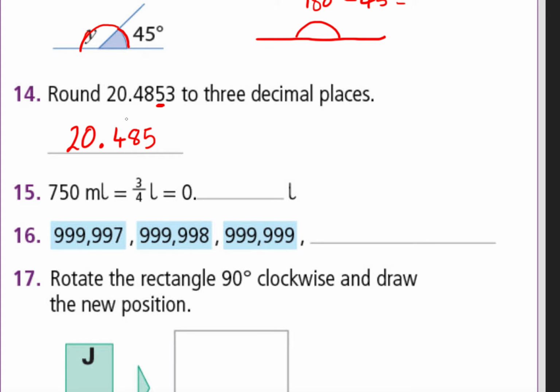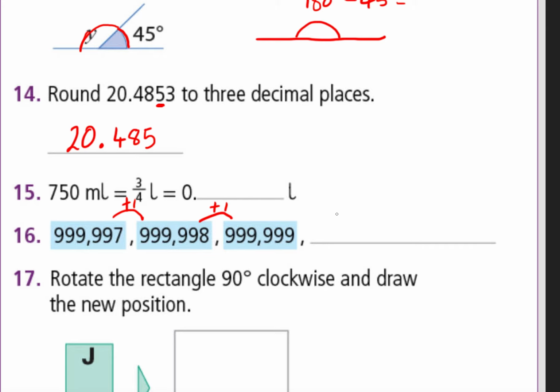Now, what is happening to each of these numbers here? 999,997, 999,998, 999,999. Well, they're adding on 1 each time.